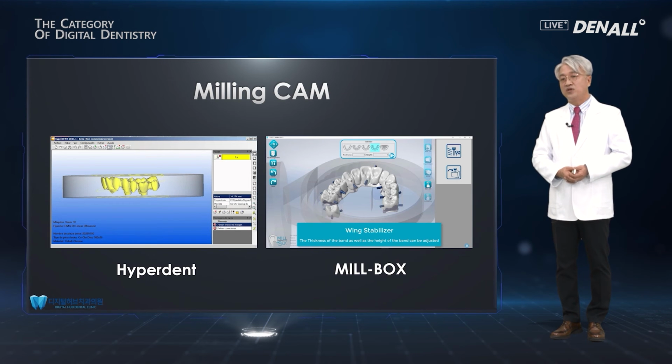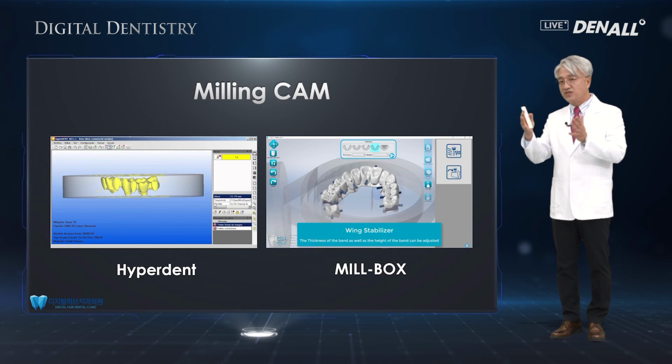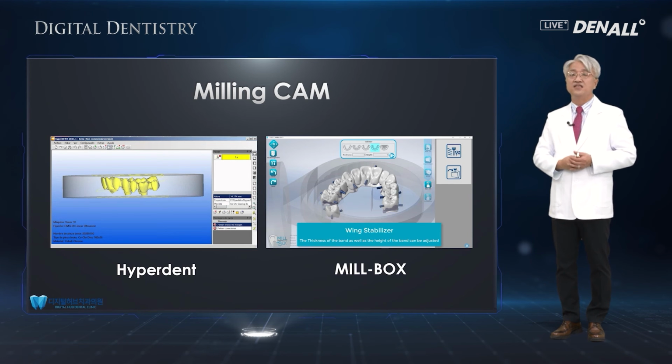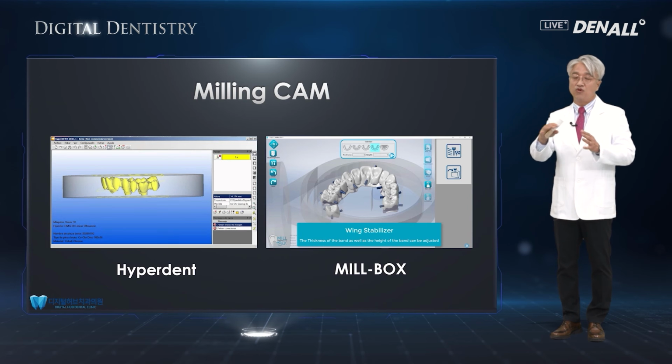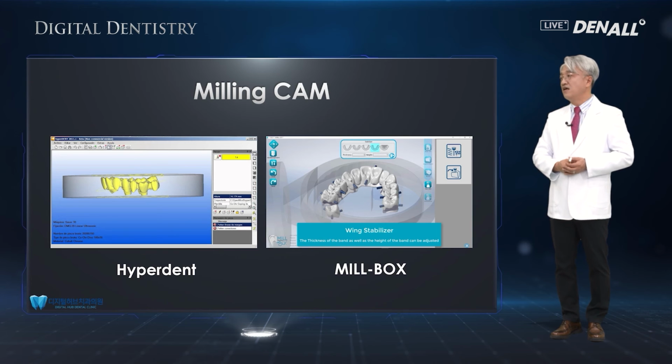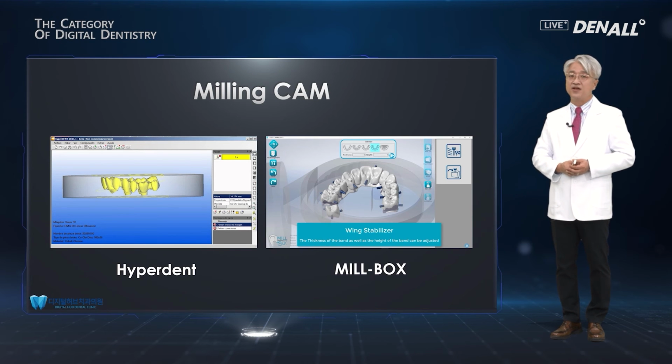So in CAD/CAM milling, as I explained in previous lectures, I emphasize that you design with the CAD, and the CAD machine has 3D shapes, and the cutting and milling are controlled, and the path is designed with the CAM software. And Hyperdent and Mailbox are the CAM software mostly used for that type of milling planning.